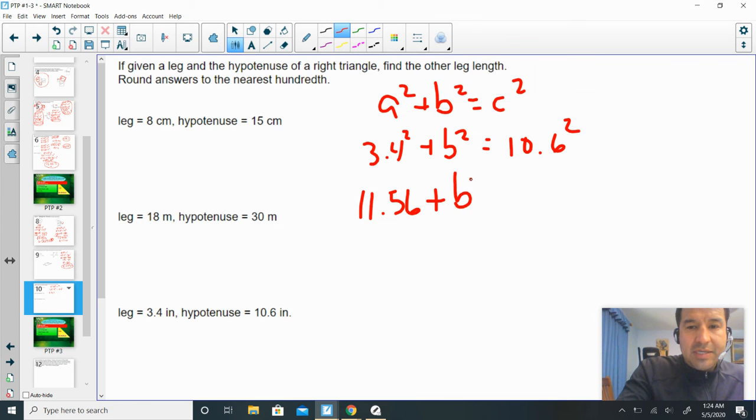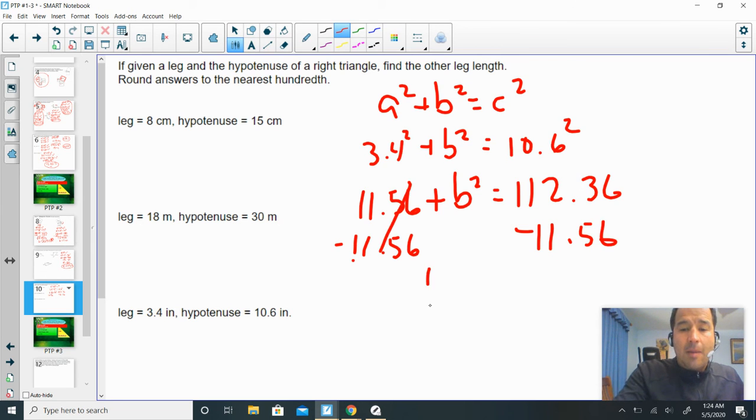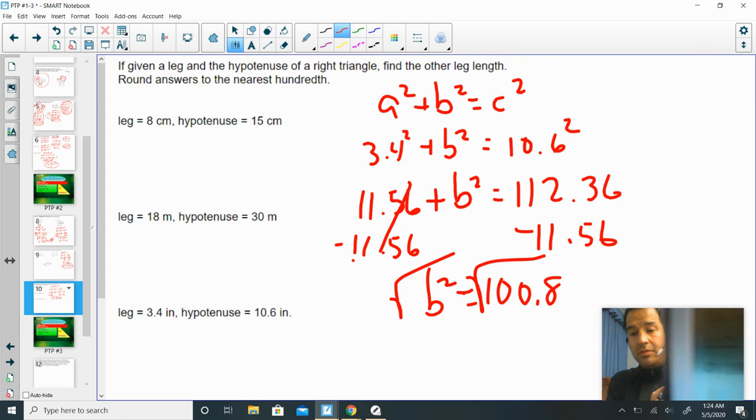Don't get scared by the decimals, guys. It's the exact same steps. 10 and 6 tenths squared is 112 and 36 hundredths. Now, if I were having you do this by hand, that would be a pain, wouldn't it? So I subtract 11 and 56 hundredths. B squared equals 112 and 36 hundredths minus 11 and 56 hundredths, which is 100 and 80 hundredths.